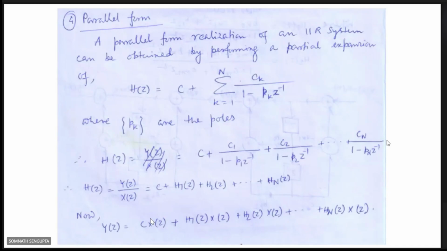So we have studied the cascade form, where the individual stages are connected in series. Now, what happens if the individual stages are assumed to be connected in parallel? That means the input is common to all the stages, whereas in cascade form, input is not common to all the stages. The input is different for different stages. In parallel form, the input is common to all the stages.